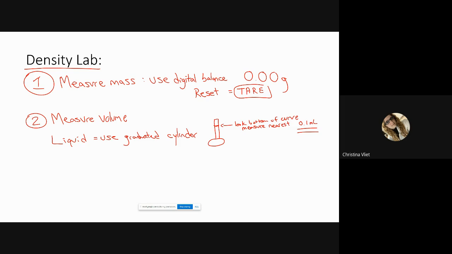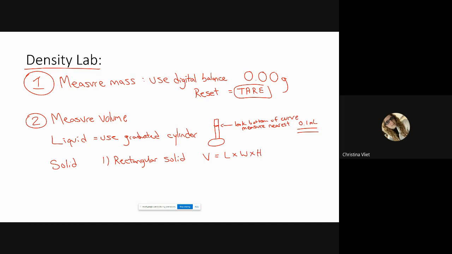Now, what about solids? We can measure the volume of solids. There are a few types, though. The first one that we're going to measure today is called a rectangular solid. To get the volume of a rectangular solid, you have to use some methods from mathematics. Volume is length times width times height. So the volume will be the length times the width times the height.